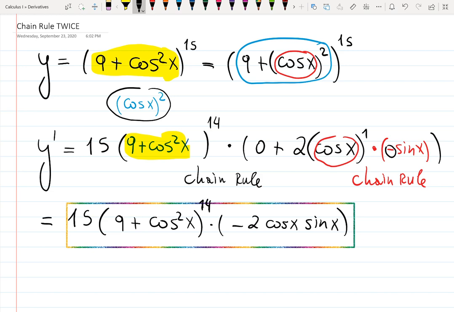Carefully look at this and practice yourself again to make sure you understand what just happened and where this sine popped out. It popped out from differentiating the cosine, which was inside of the square function. That's why it showed up.